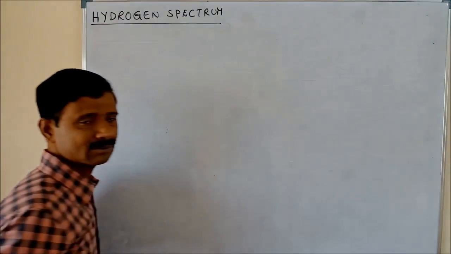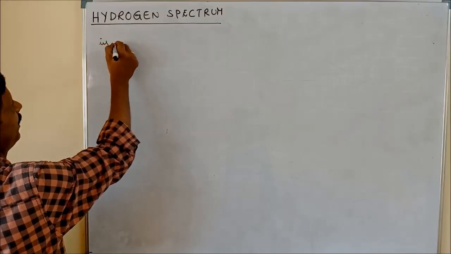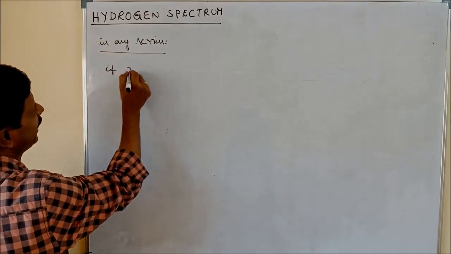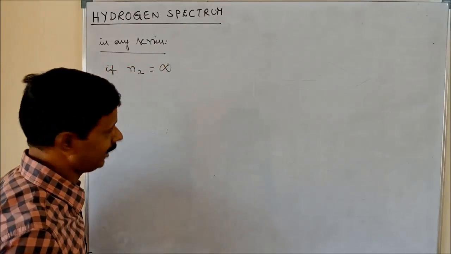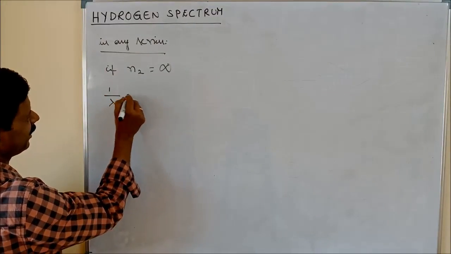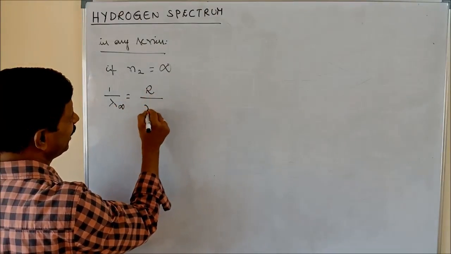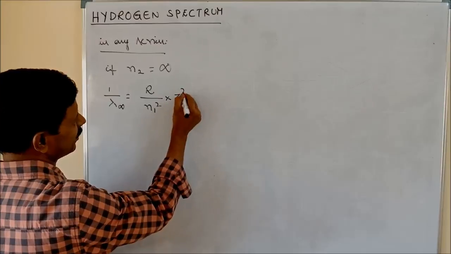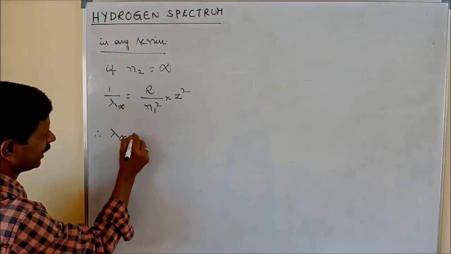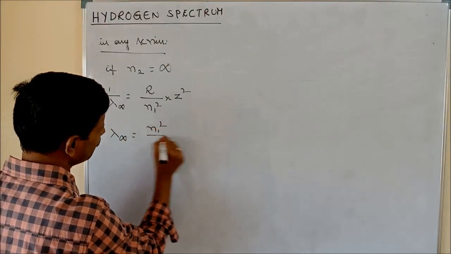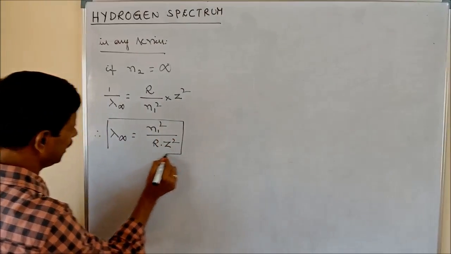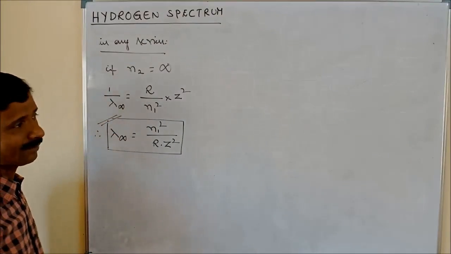Just now, as I said, in any series, if n2 is considered as infinity, then what will happen? 1 by lambda infinity is nothing but R by n1 square into Z square, because n2 is infinity. Therefore, the wavelength of that infinite line is nothing but n1 square by R into Z square. So this is the formula to find out the series limit of any series.